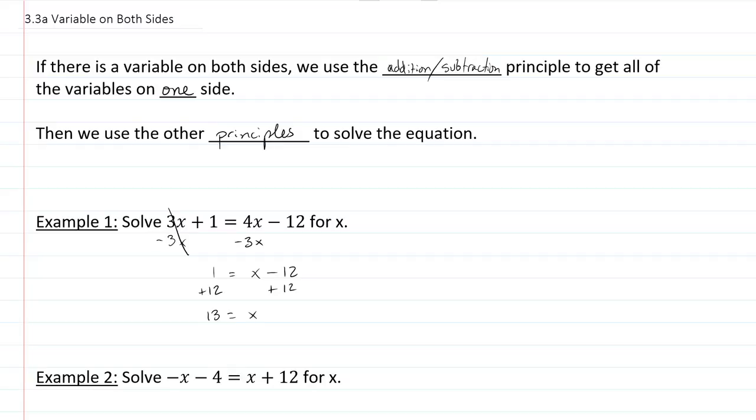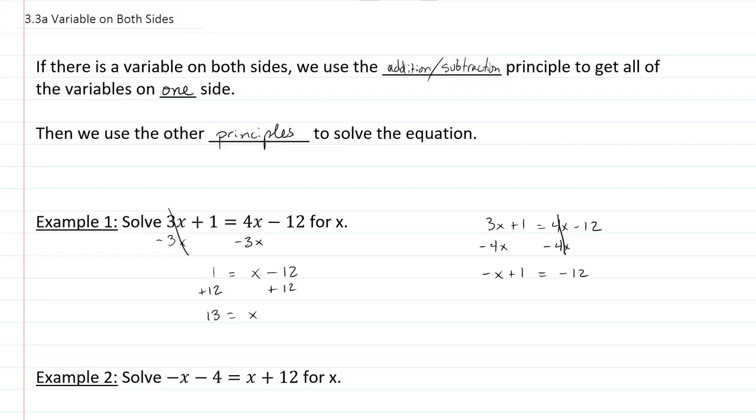So let's try it. Let's see if we would have subtracted 4x. So we have 3x plus 1 equals 4x minus 12. If we would have subtracted 4x in the beginning from both sides, the 4x's cancel on the right-hand side, and we're left with negative x plus 1 equals negative 12.